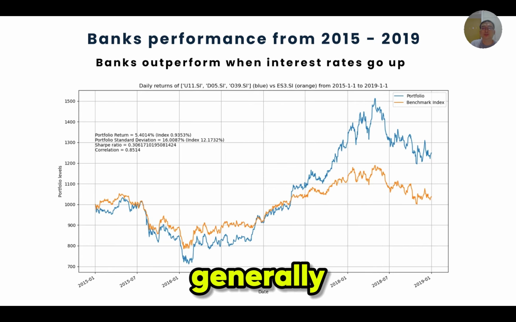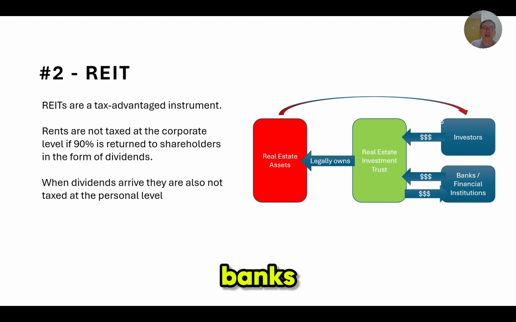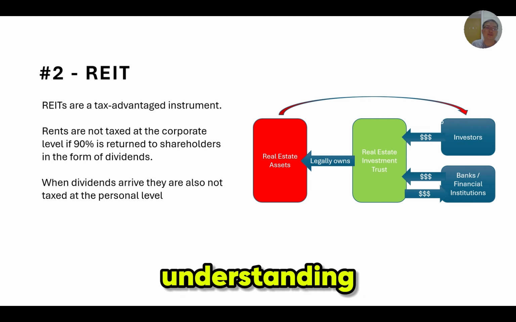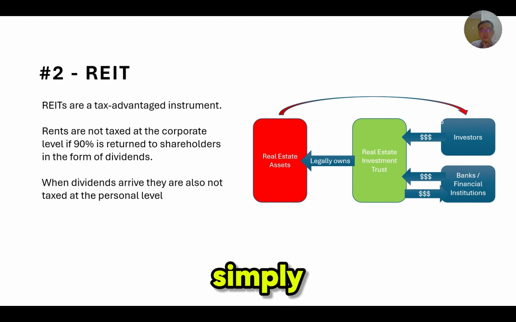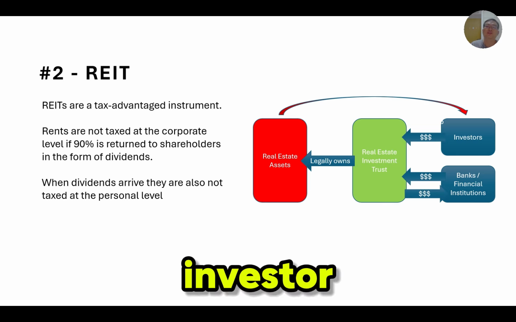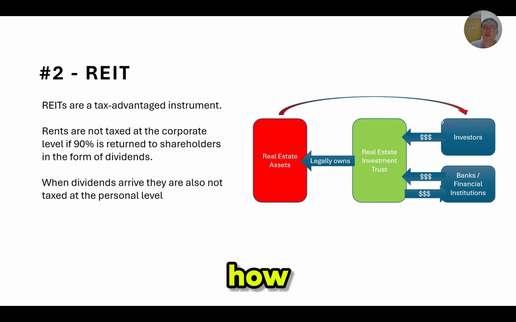So generally speaking, if you are trying to benchmark banks against the rest of the STI, a very simple way of understanding how banks work is to simply follow interest rates. Interest rates go up, banks do well. Interest rates go down, banks do badly. So it's a very easy way for a beginning investor to get a basic idea of how to get started with this. We're done with our discussion with banks.